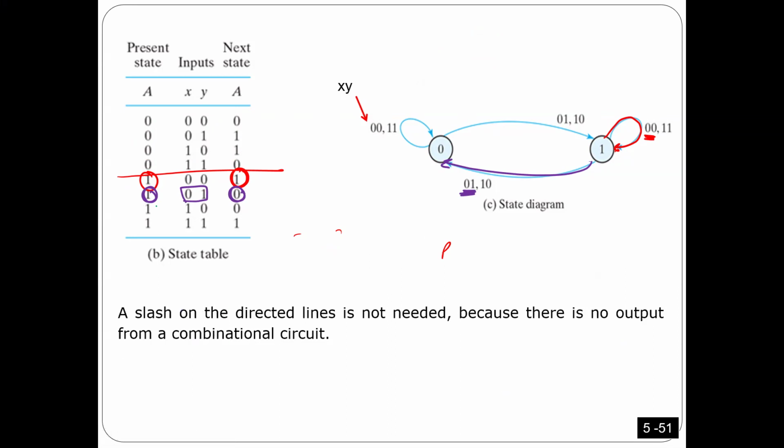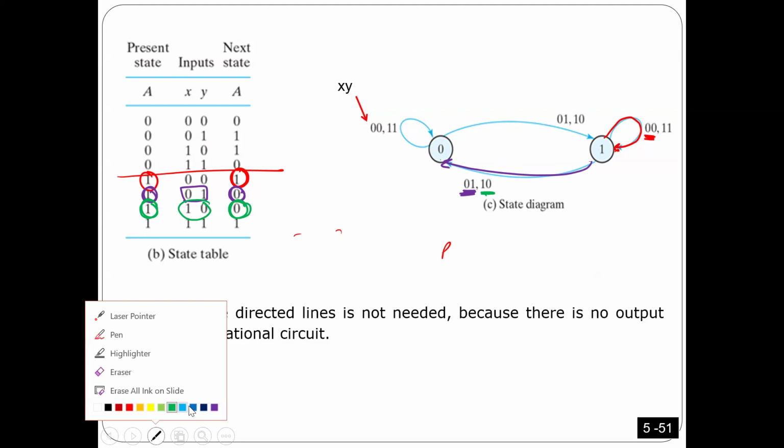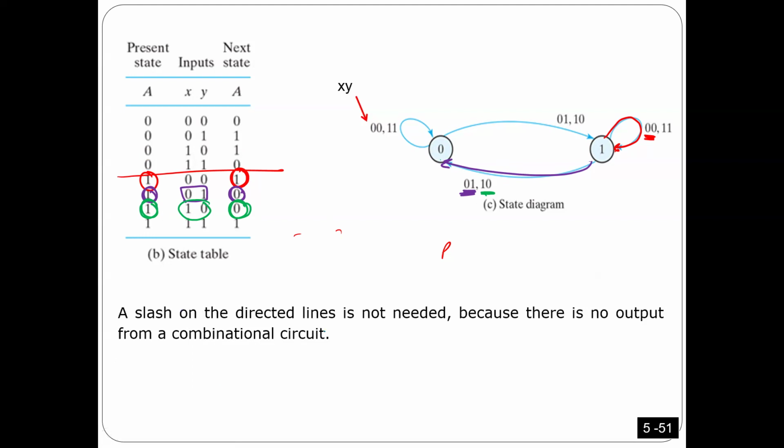Let's have another one. Now, if I'm in 1, I will go to 0. But this time it is 1, 0. That's why I don't need to make another arrow. I can just say 1, 0. The last one here. If I'm at 1, I will stay at 1 when it is 1, 1. That's why you can see if I'm in 1, I will stay at 1 when it is 1, 1. Any questions?